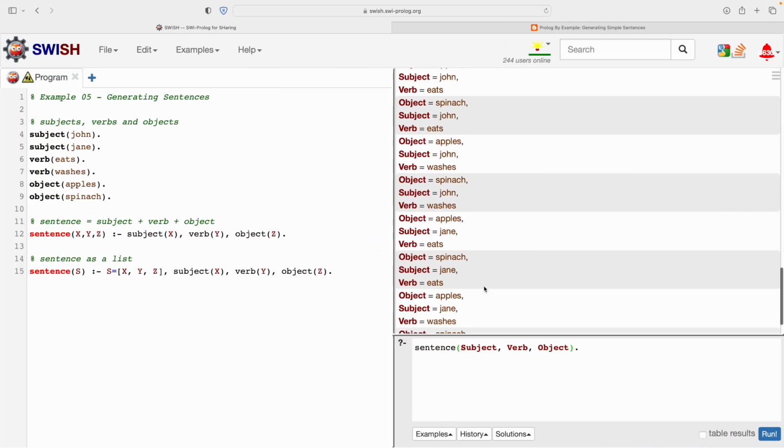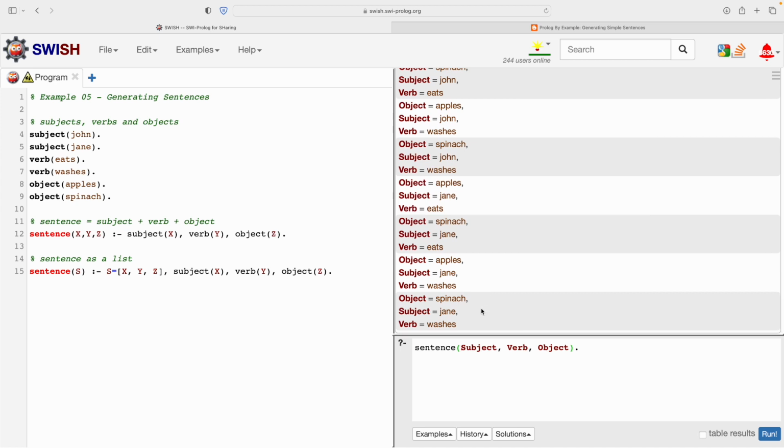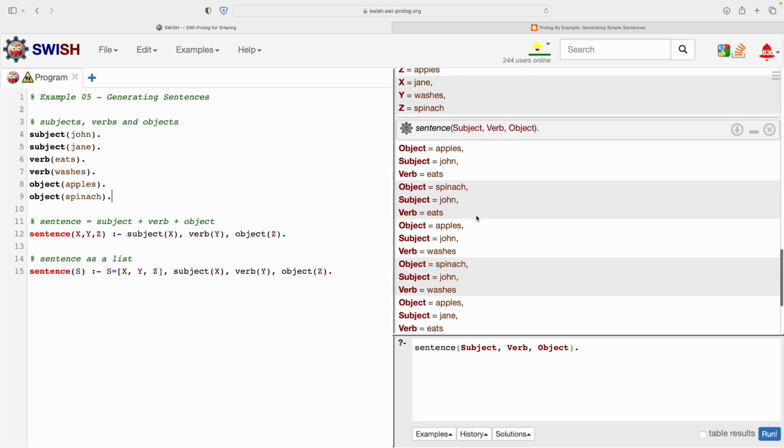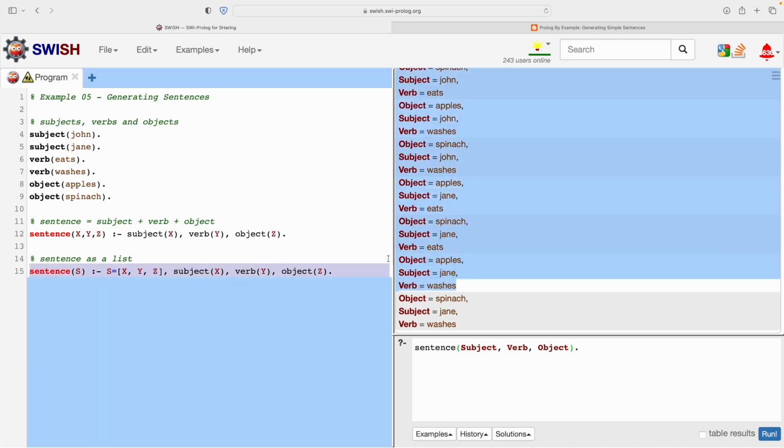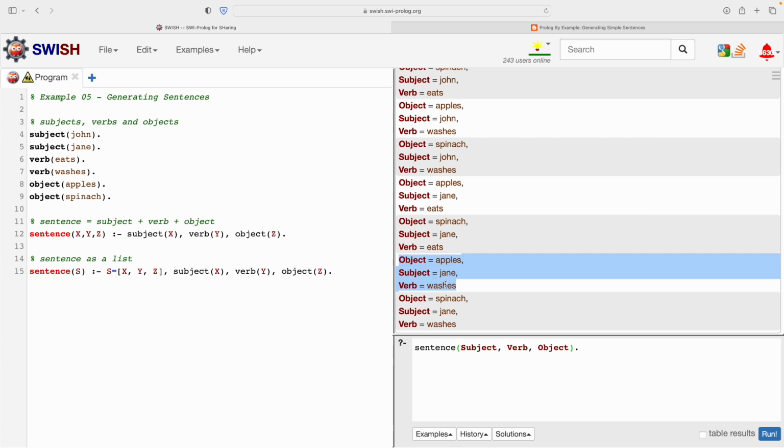Now, the last thing we're going to introduce today is a new thing, lists. And what's going to motivate us is that we're looking at these answers that Prolog's given us, and honestly they're not that easy to read. If this is supposed to be a sentence, Jane washes apples, and we can see subject is Jane, verb is washes, object is apples. It's even in the wrong order. It should be subject, verb, object. So what can we do about that?